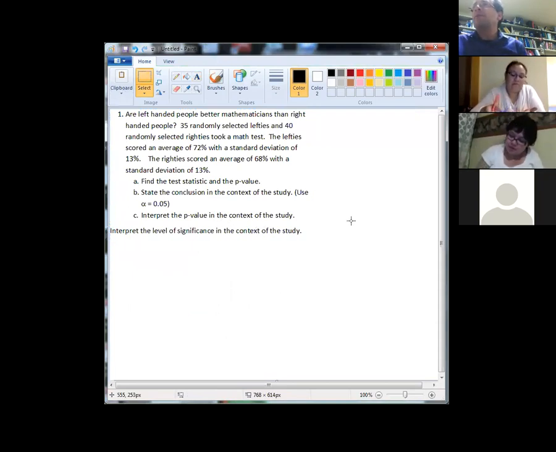So are left-handed people better mathematicians than right-handed people? Sounds like a good little question, right? What do you think? Maybe, maybe not. Okay, 35 randomly selected lefties and 40 randomly selected righties took a math test. The lefties scored an average of 72%. Standard deviation was 13%. The righties scored an average of 68%, and the standard deviation was 13%. So find the test statistic and p-value. State the conclusion in the context of the study and interpret the p-value. Let's interpret the levels. We're going to interpret everything, basically. And I may not write it all out, but I'm going to at least say it.